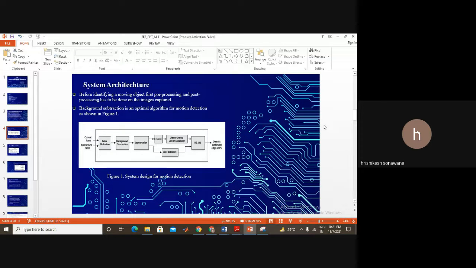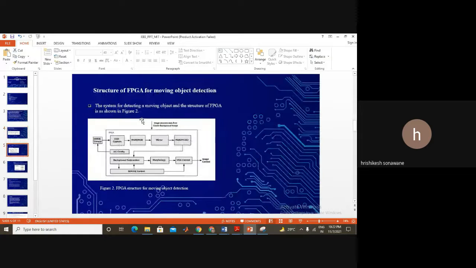So background subtraction is an optimal algorithm for motion detection, as shown in the above block diagram. The next slide will be the structure of FPGA for moving object detection. Shruti, please.